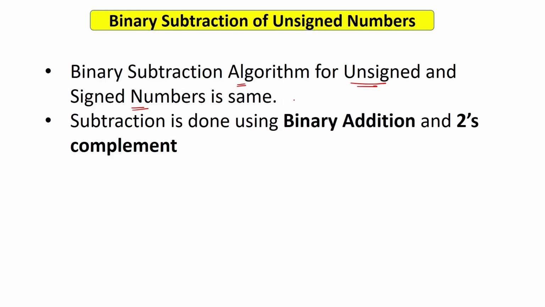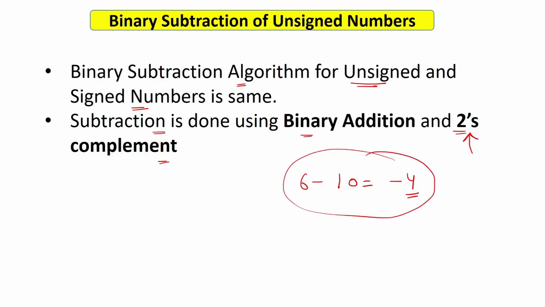the representation is differing. In modern computers, subtraction is actually done using binary addition and the 2's complement representation. As we have not yet discussed how to represent numbers using 2's complement, we are not discussing how we can subtract 6 minus 10 and get 4 here. I will discuss this when we are done with the 2's complement representation. Then you will find it very easy to see how this subtraction is done.